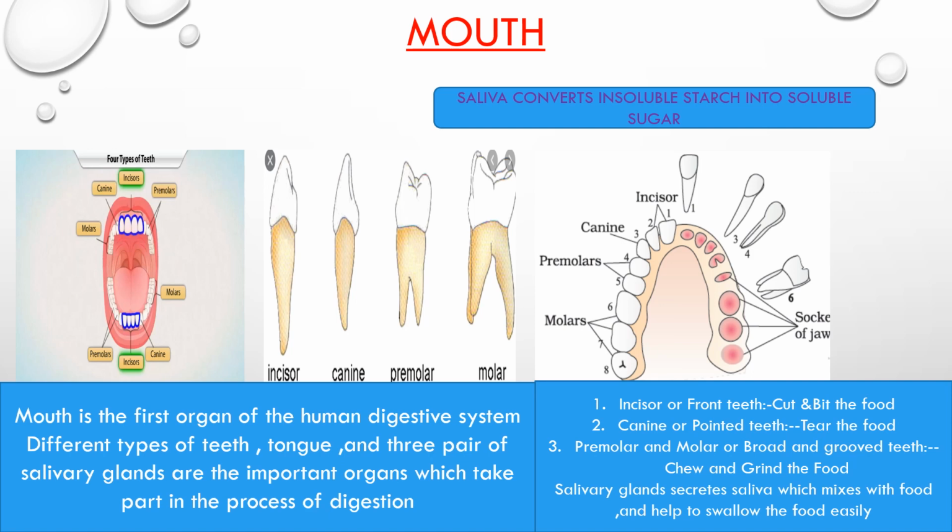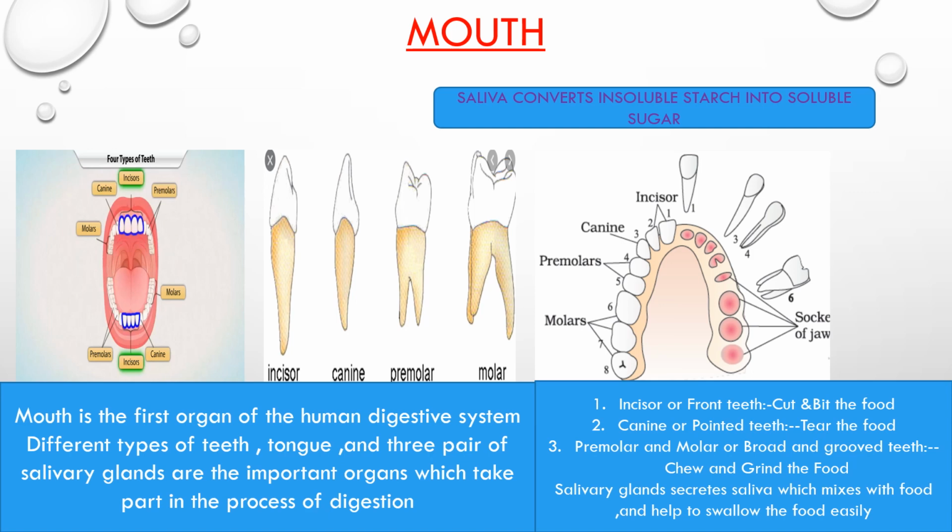The first one, as you are seeing in this picture, colored in blue, is the incisor. There are 4 incisors in the upper jaw and 4 in the lower jaw. Total number of incisors is 8. This is also known as flat teeth and it cuts and bites the food.